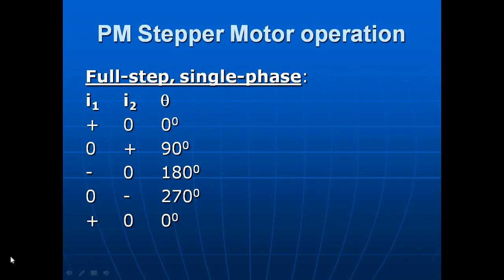Here is the permanent magnet stepper motor operation. Here I1, I2 and theta: plus, 0 degree angle; then 0, plus, 90 degree angle; minus, 0, 180 degree angle; and 0, minus, 270 degree angle; and plus, 0, 360 degree angle. That means 360 degrees is completed in one cycle of the full single phase supply.